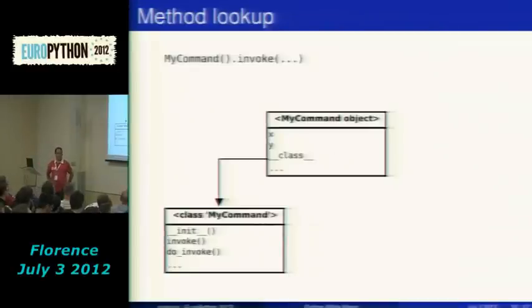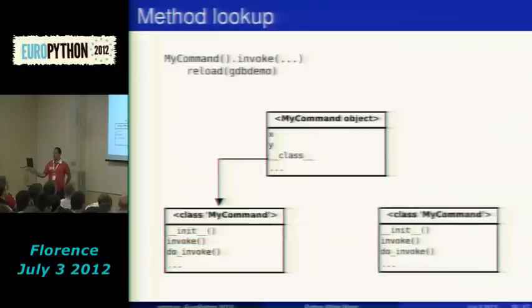So this is another diagram of how various objects are related. This is what happens when GDB calls myCommand.invoke. We have this myCommand object, which is the instance, which has a class, which contains this invoke and doInvoke methods. When we try to look up the invoke method to call it, we look up in the dictionary of the object, we don't find it, then we look up in the class, we find it, we call it, and then we start with the code that I showed you.